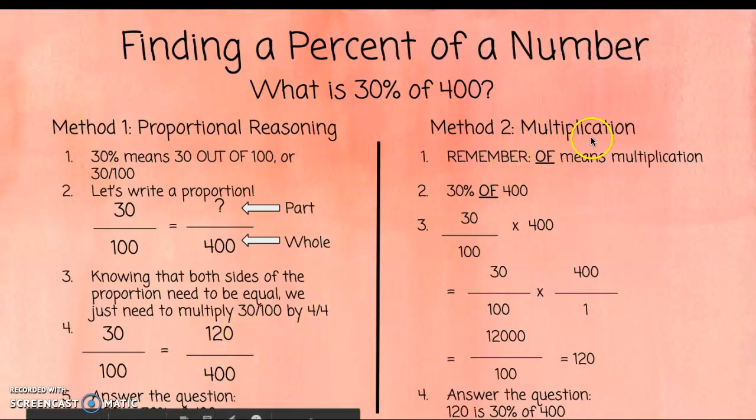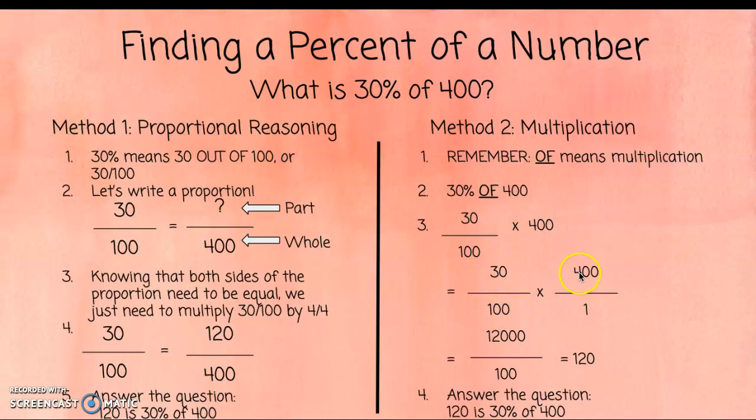All right, method 2, multiplication. Remember, of means multiplication. We talked about that a million times. Please remember that. So 30% of 400.